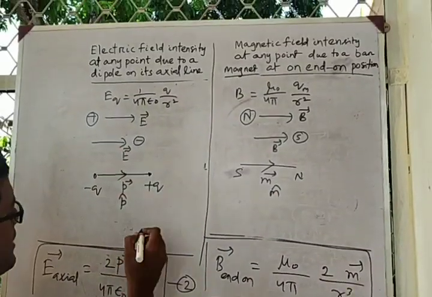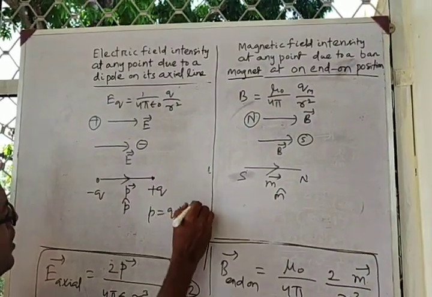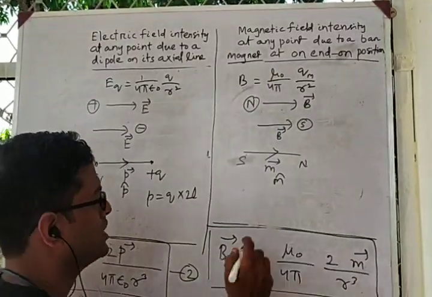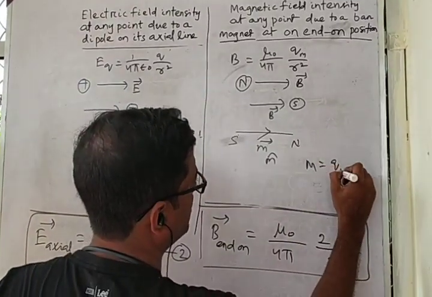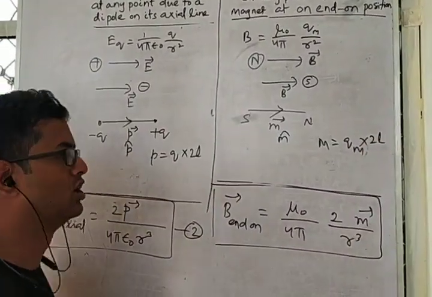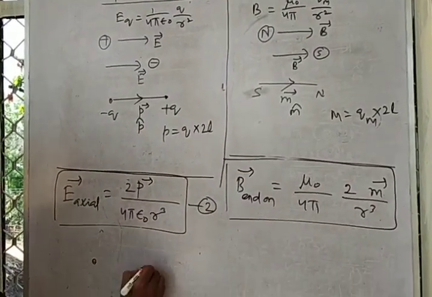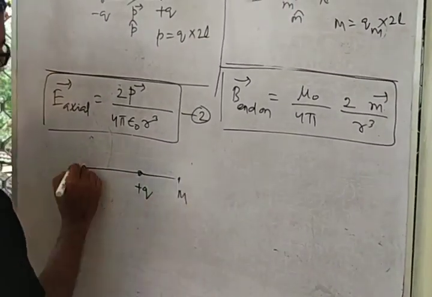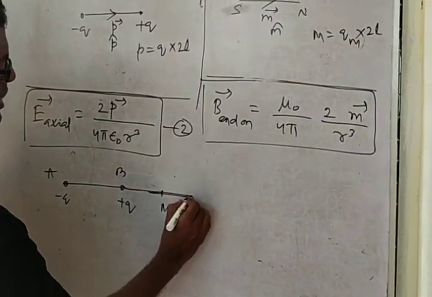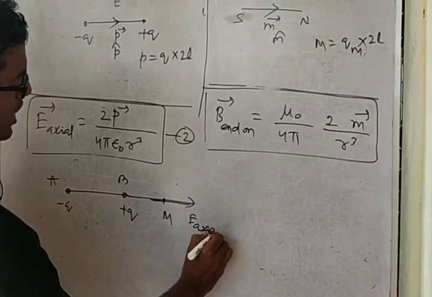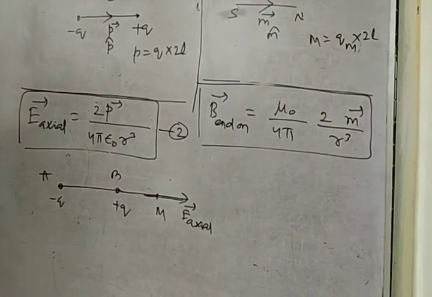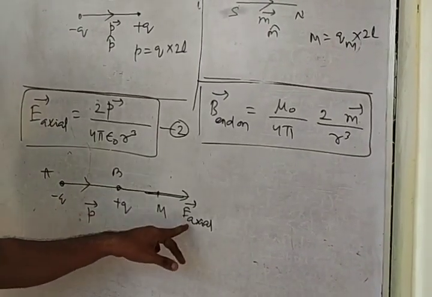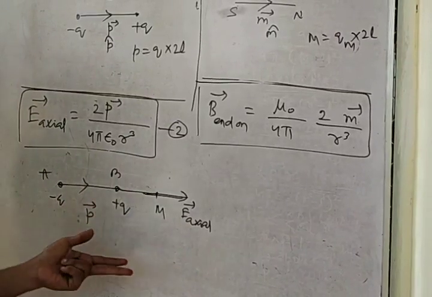Here in this situation I have taken electric dipole moment as charge into length between two charges. For easy calculation I have taken the length of the dipole as 2l. Similarly, formula for magnetic dipole moment will be pole strength into length between two poles of a bar magnet. Now the final answer will be, if this is the electric dipole, and this is the point, net electric field intensity due to dipole is like this, E axial, and this is the direction of dipole moment vector. I mean E axial and p vector are parallel, they are along same direction.